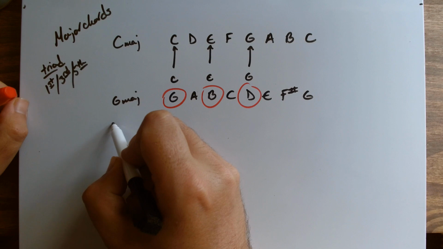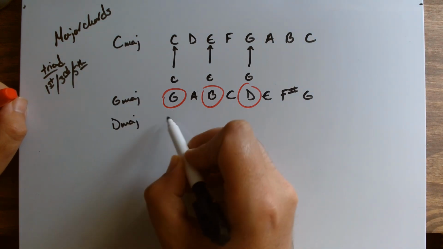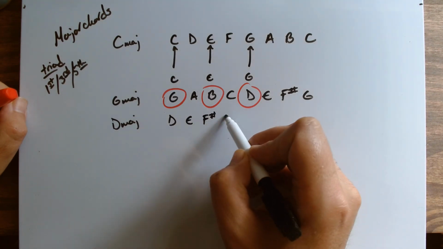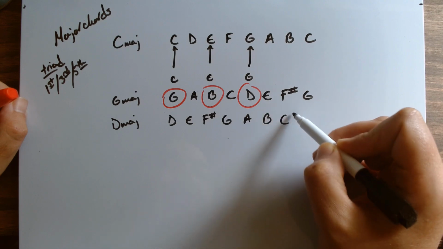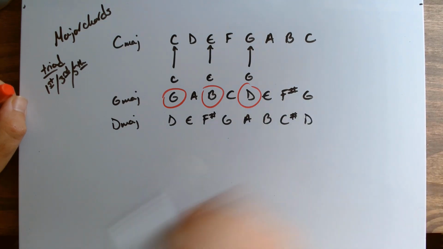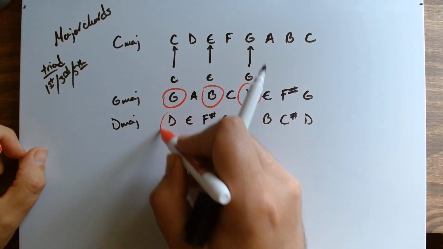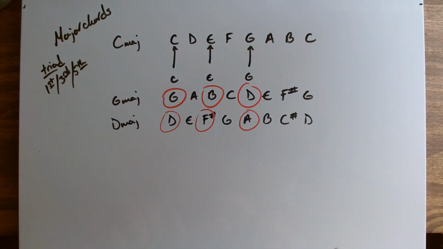Take the next one, which has two sharps, D major: D, E, F sharp, G, A, B, and then the C sharp. Probably recognizing the pattern, right? First, third, and fifth. You need the D, an F sharp, and an A in order to make a successful D major chord.